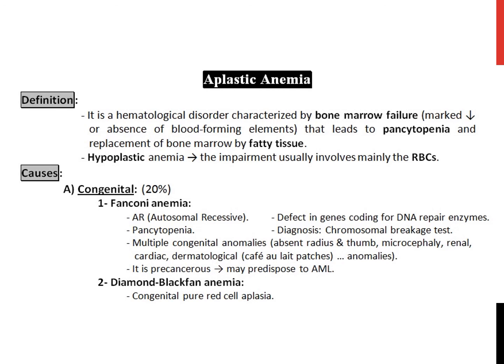The multiple anomalies include the absent radius, the thumb, microcephaly, renal anomalies like ectopic kidney or horseshoe kidney and so on, or could be cardiac anomalies like PDA and dermatological manifestation like the presence of café au lait patches and other anomalies. Of course, it's a precancerous disease which can lead to acute myeloid leukemia and squamous cell carcinoma in the future.